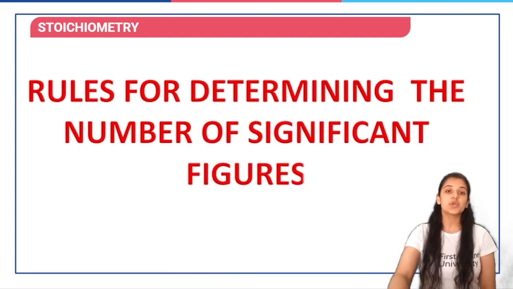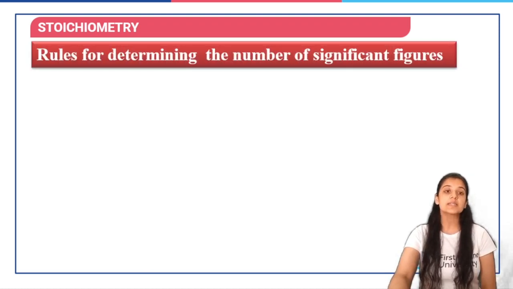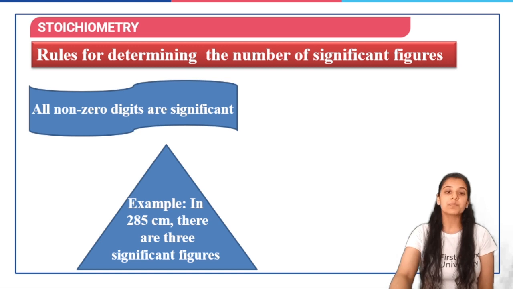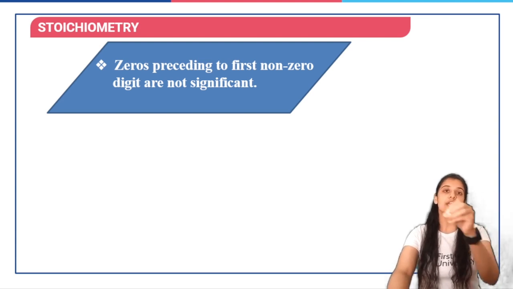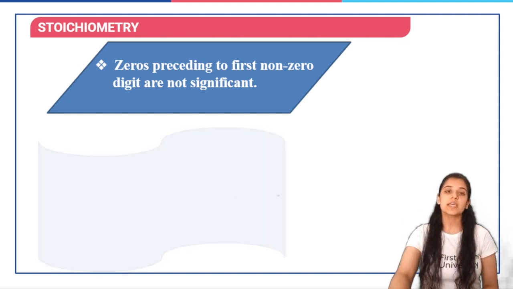Now, what are the rules for determining the number of significant figures? How do we know the number of significant figures? The rules for determining the number of significant figures are all the non-zero digits, okay? All the digits that are not equal to 0 are going to be significant. For example, in 285 centimeter, there are 3 significant figures. The zeros that are preceding to the first non-zero are not significant, okay? So if I say 0.825 centimeter, 0 has no value. 825 centimeter is the answer.